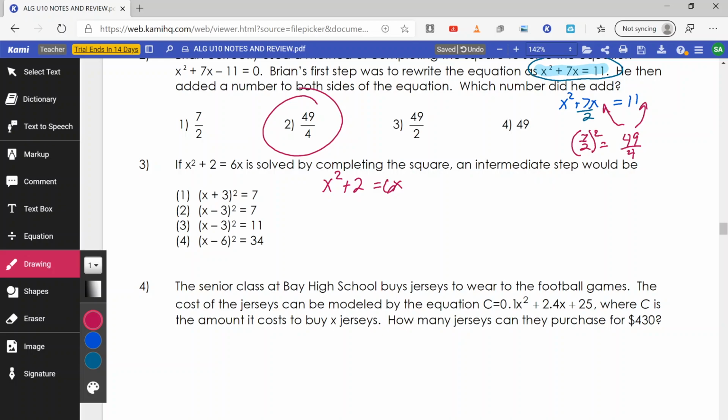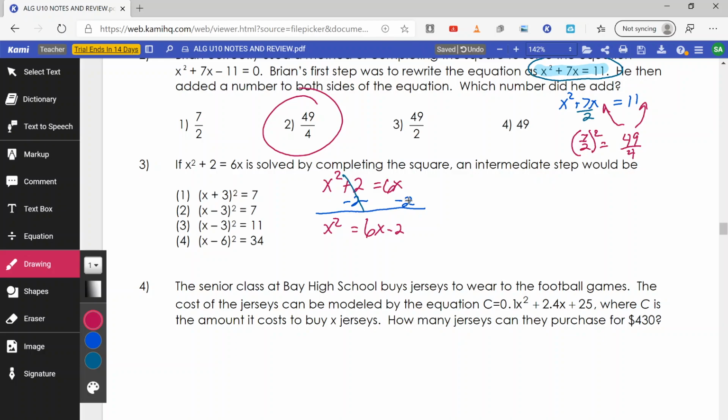Now we like x squared to be positive, so in this case x squared is positive on the left hand side. So we're going to leave it there, which means I have to move the 2 over. So first step, I'll subtract 2 from both sides. That will cancel out, leaving me with x squared equals, in this case, 6x minus 2.